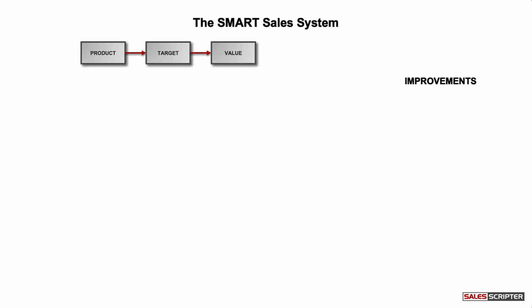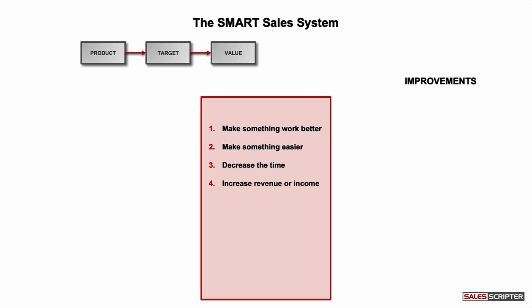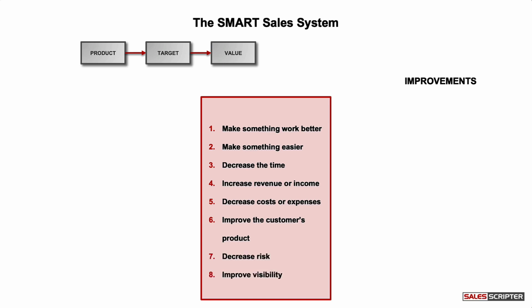So our goal here is at the most basic level to brainstorm probably between 3 to 6 improvements that we can deliver. And to also help with this, I have an 8-point checklist that you can go through to get ideas for how your product or service might help your customers. Does your product help to make something work better? Help to make something easier? Help to decrease the time that it takes to do something? Help to increase revenue or income for your customers? Help to decrease their costs or expenses? Help to improve the product that they sell? Help to decrease the risk of something bad happening? Help to improve visibility or access to information?